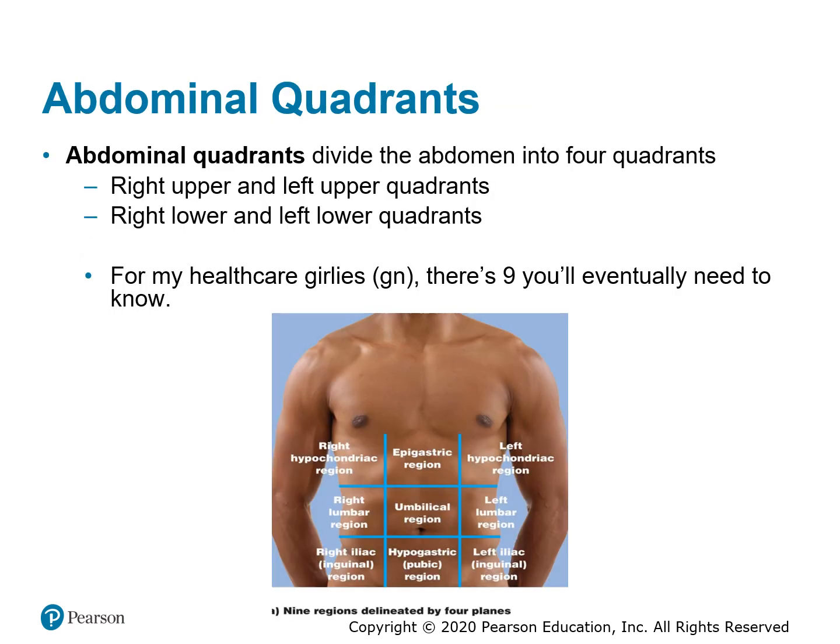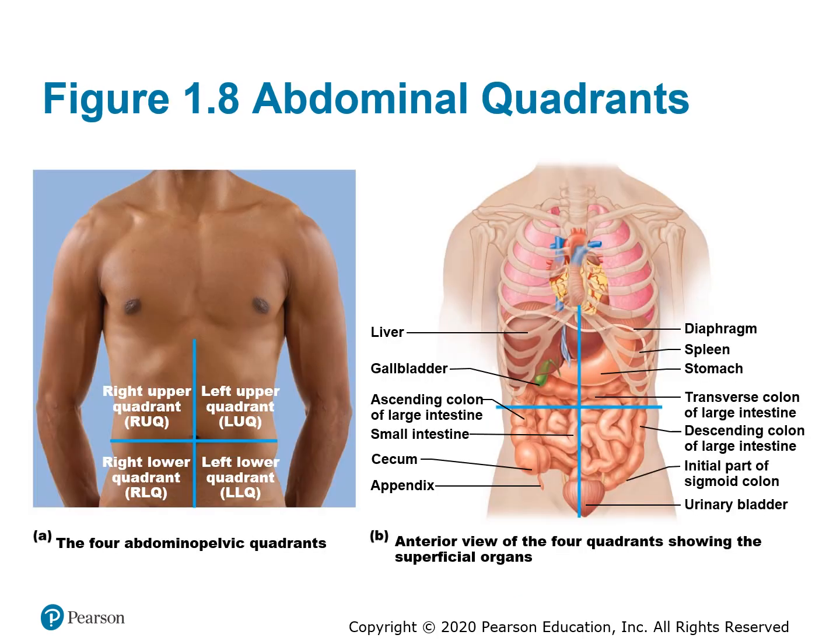Your abdomen is broken up into quadrants. For our purposes, we will only really talk about the 4 main quadrants. But for my healthcare girlies, and I mean girlies in the most gender neutral way possible, there's 9 that you're eventually going to need to know, and they're up there for you. Worry about that later, though. For our purposes, we have 4. Those four are the right and left upper quadrants, and then the right and left lower quadrants.